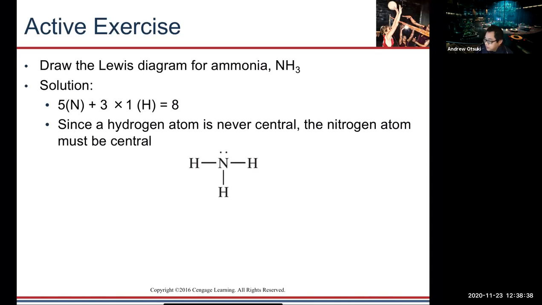Like so. See here, we have 2 electrons, 2 electrons, 2 electrons, 2 electrons. So we count those up. That is 8 valence electrons.